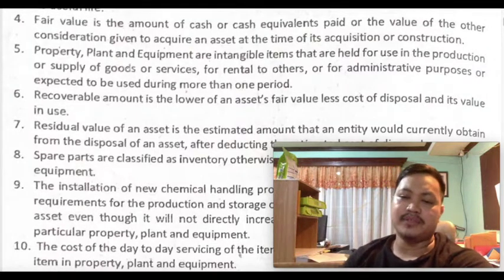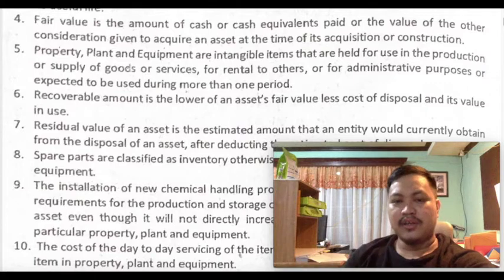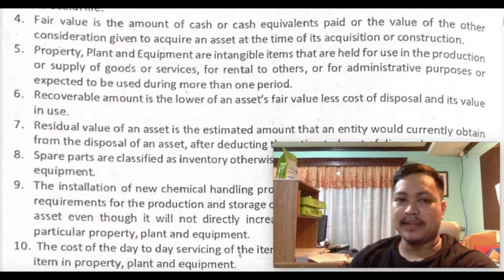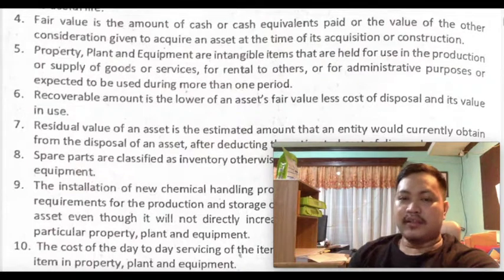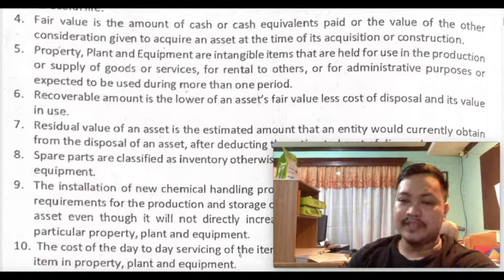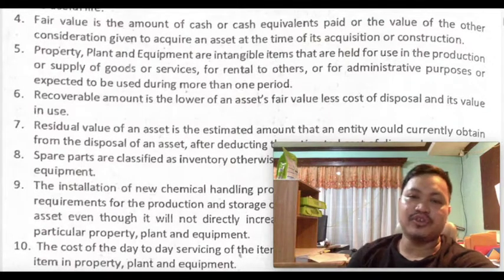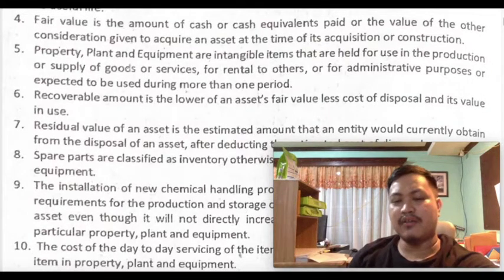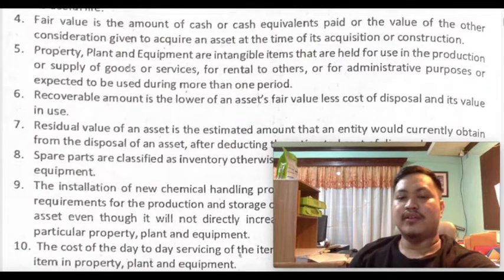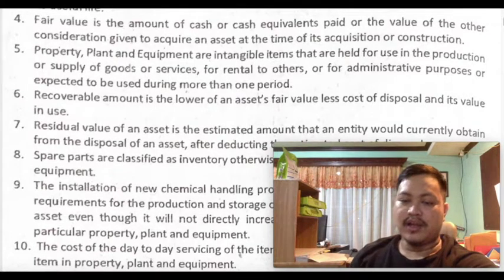intangible items. When in fact, one of the most important attributes of a property, plant, and equipment class is that the asset must be tangible. It must be visible, it must have a physical structure, and is capable of being recognized or appreciated by the use of our senses. So very important: PPE, or property, plant, and equipment, must be tangible assets.